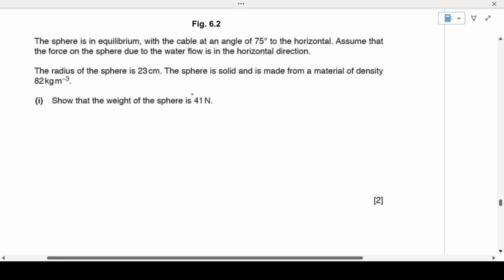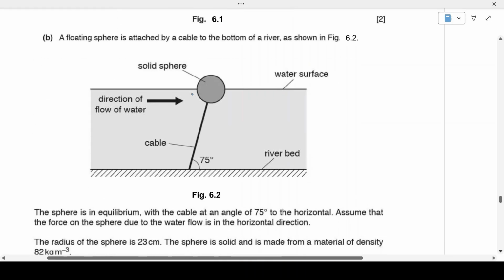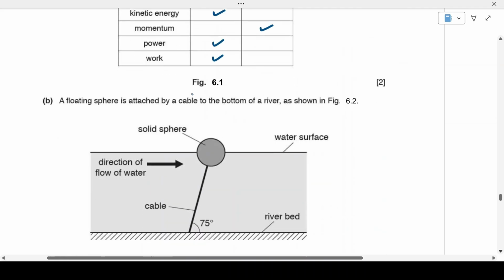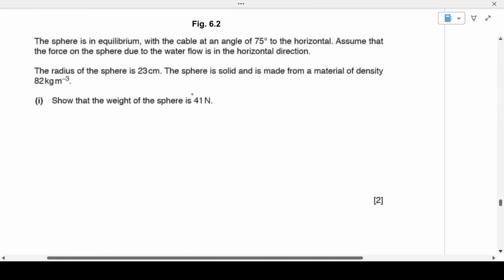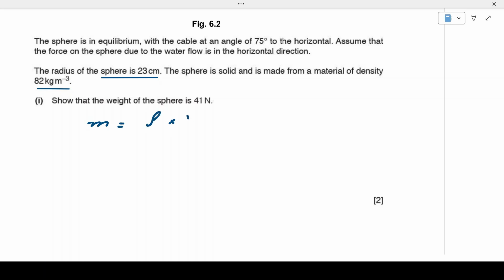Show that the weight of the sphere is 41. Okay. So what we know is density is given, the radius of the sphere is given. So we can find the mass using the formula mass equals density times volume. And once we find mass, we can use the formula W equals mg.